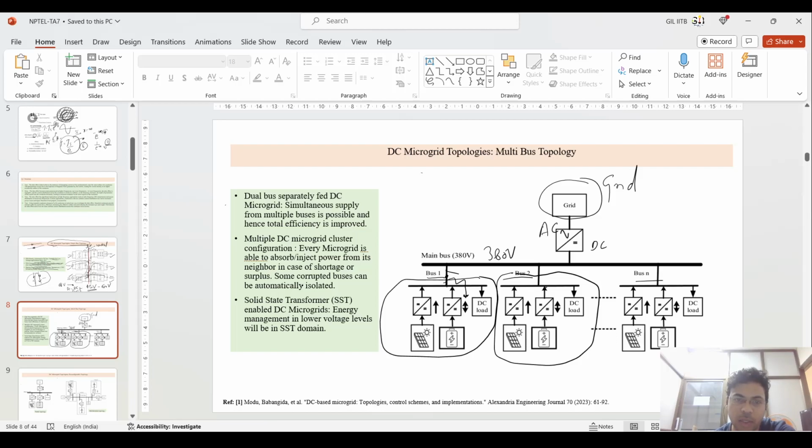And you can also see that every microgrid is able to absorb or inject power from its neighbor in case of shortage or surplus. Some corrupted buses can be automatically isolated.